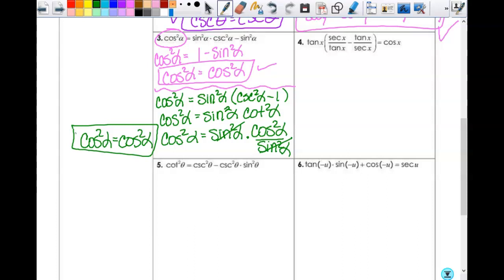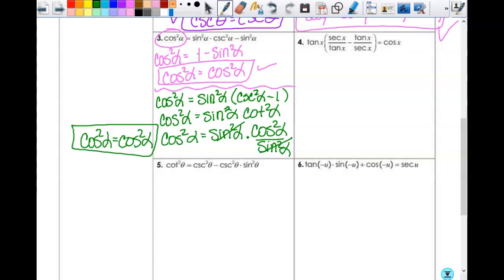Where did I get the what? Wait, this one? The first one? Because these are reciprocals. You multiply them together and they give you 1. Okay? This cosecant is a reciprocal of sine. We good? All right, let's look at number 4.